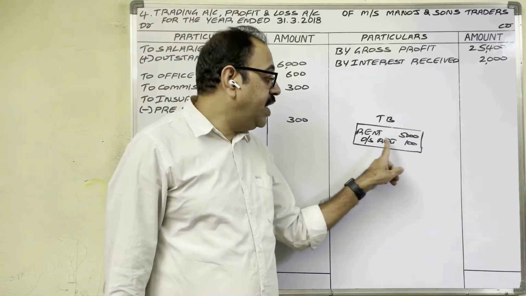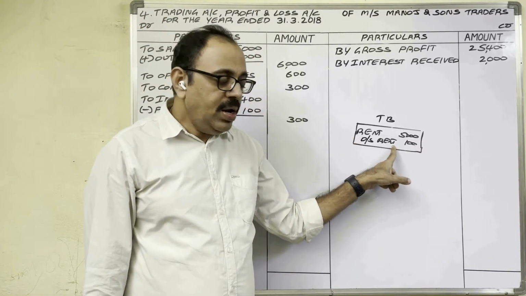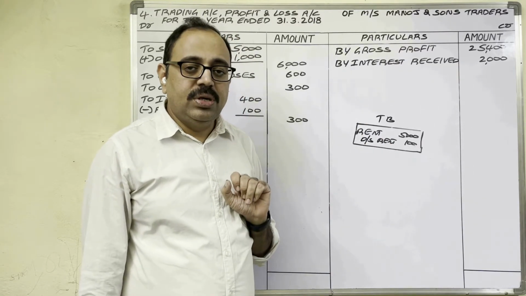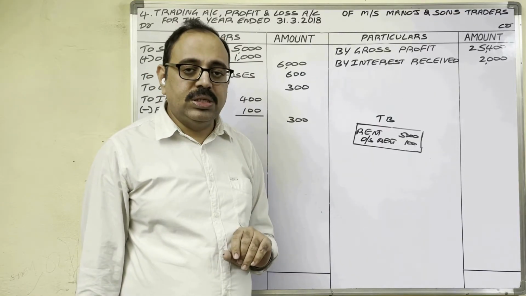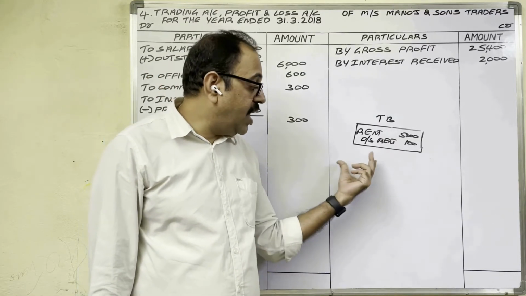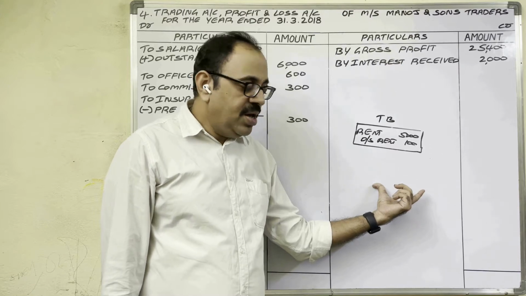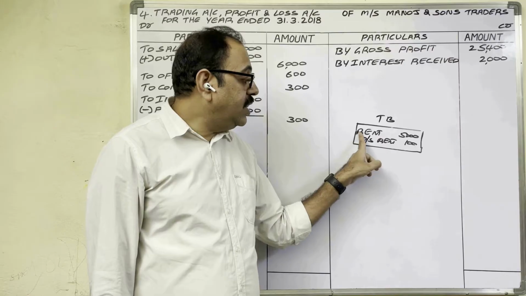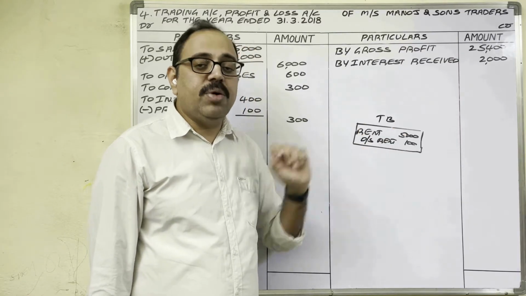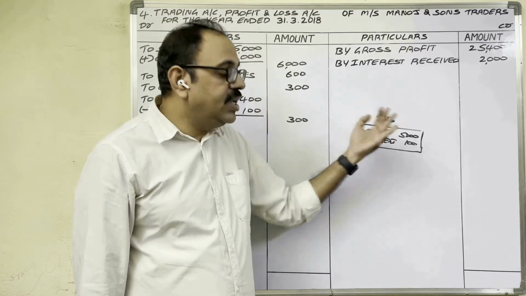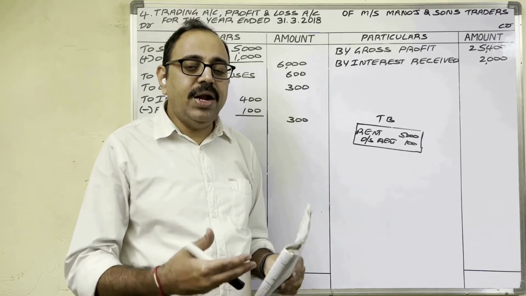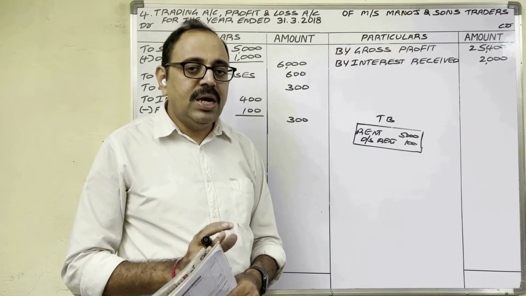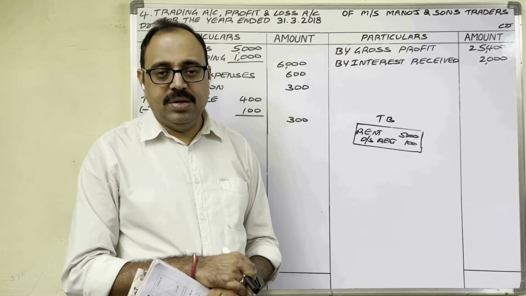If outstanding expenses, prepaid expenses, incomes to be received, or incomes received in advance are given in the adjustments, then while preparing the profit and loss account, while writing the main expenditure amount or income amount, we have to consider these adjustments, meaning we should add or subtract. And in the balance sheet also, we have to show these amounts under the asset side or liability side.